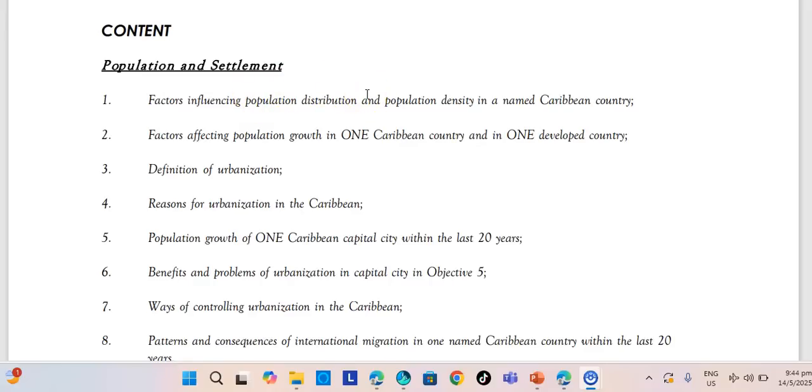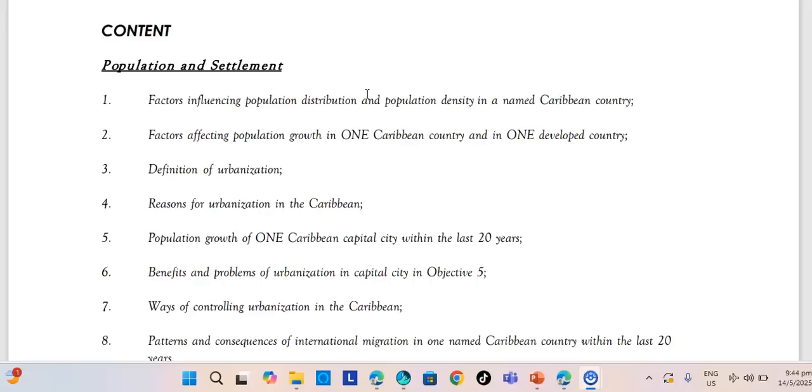Now, some of the factors that influence population distribution, which is where people live in the country, and population density, which is how many people live in a particular area per square kilometer. The first factor is relief. As we established in a previous video, relief refers to the land shape and height.